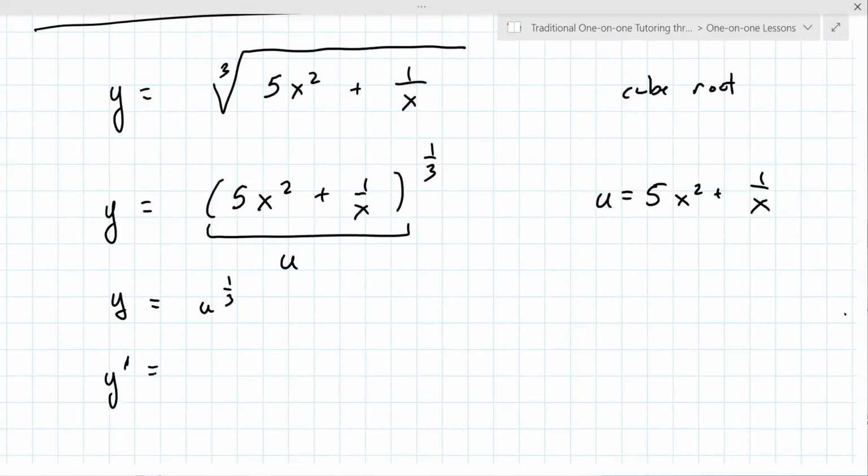U to the 1/3. So the y is the u? Is it the same thing? No, y is u to the 1/3 power. The derivative is power rule. This is very confusing. Right, and all we're doing is combining two concepts.